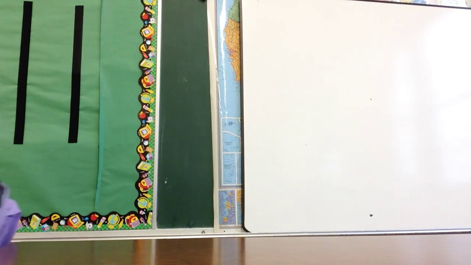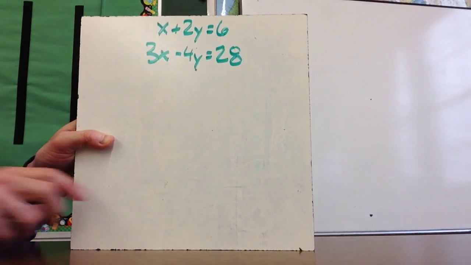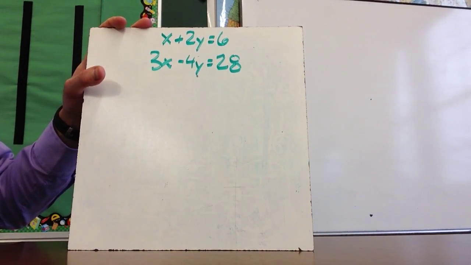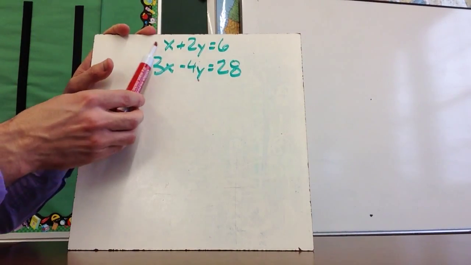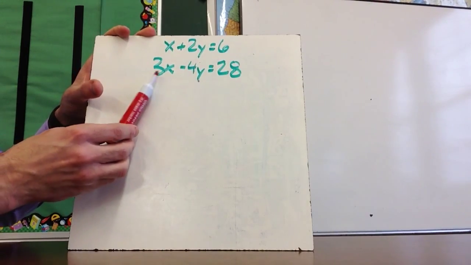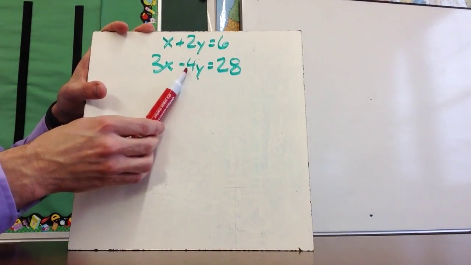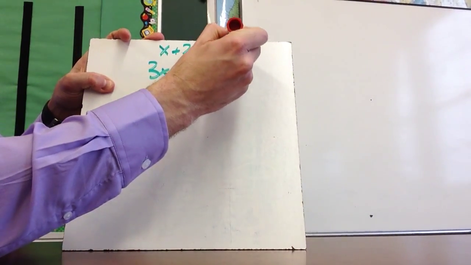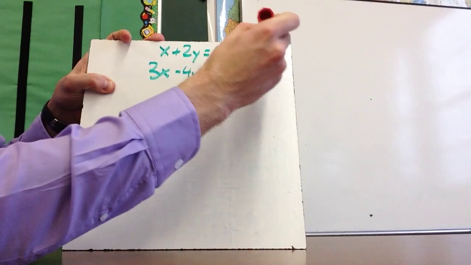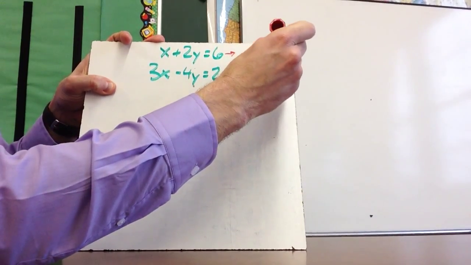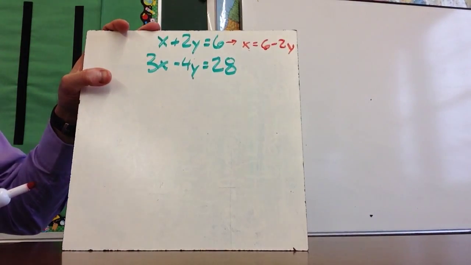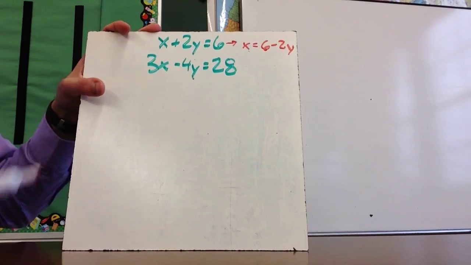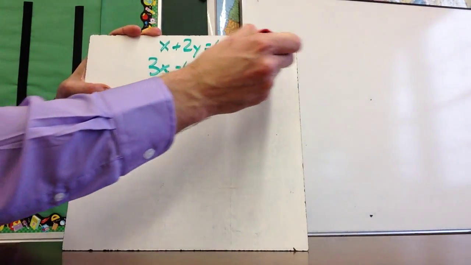In this particular problem, I'm not able to substitute just yet because both of these, if you remember, are in standard form: ax plus by equals c, ax plus by equals c. Just remember the b here is negative. So I want to take this equation and rewrite it so that it's x equals 6 minus 2y. I'm going to subtract 2y from both sides. And if I do that, then I can substitute this in for x.